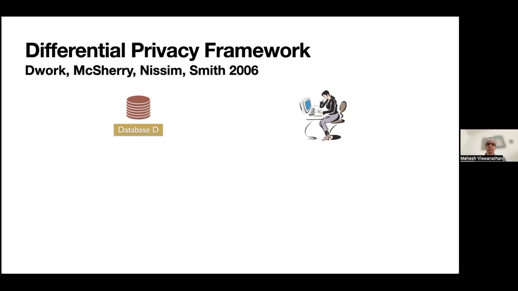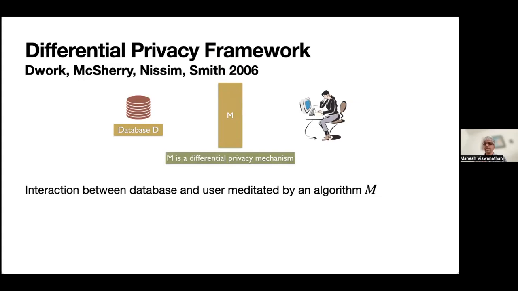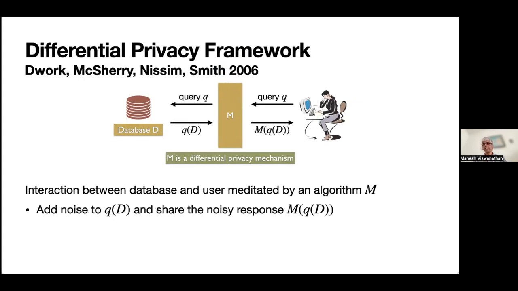The idea in differential privacy is that instead of having the data analyst access information from the database directly, you mediate the interaction through an algorithm called the differential privacy mechanism. Whenever the data analyst wants to ask a question about the database, the question is directed to the differential privacy mechanism, which then accesses the information from the database, and then the mechanism responds with an answer to the data analyst.